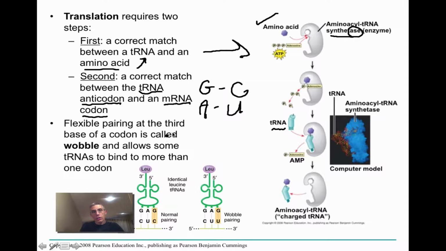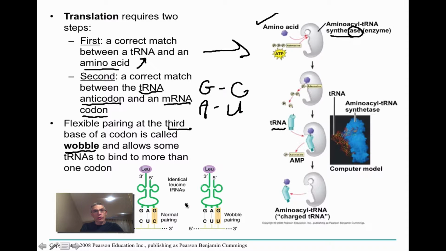Now, occasionally you will find some flexible pairing at the third base of a codon on that messenger RNA. And this is going to be considered the wobble area of that codon. Now, the reason this is there is because it actually allows some transfer RNAs to bind to more than one codon.